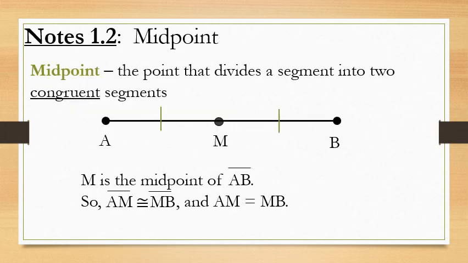So when we talk about a midpoint, it is a point which divides a segment into 2 congruent segments. This little mark that you see here on these little line segments, those both have 1 hash, so that signifies that segment AM is congruent to segment MB, and the 2 segments have equal measures.